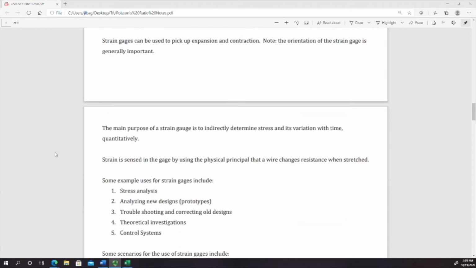In general, strain gauges can be used to pick up expansion and contraction, and the orientation of the strain gauge and how it's applied is important in this particular case. So the axial strain gauge will pick up a certain value, and the transverse strain gauge will pick up a certain value.